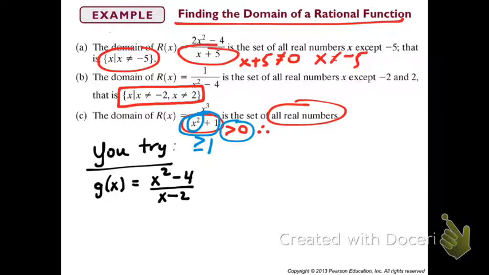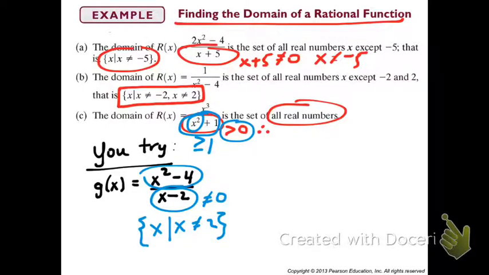So pause the video and try this next one on your own. And I'm going to go ahead and show you the solution. We've got g of x equaling this function. x minus 2 cannot equal 0. Okay, even though I know I can factor out this numerator and cancel, I do know though that x minus 2 cannot equal 0, so therefore x cannot equal 2. So all values of x such that x cannot equal 2, and there is our domain. Okay, let's move on.